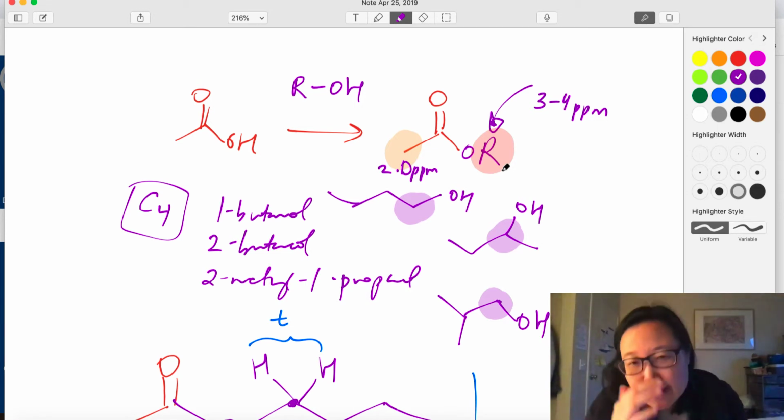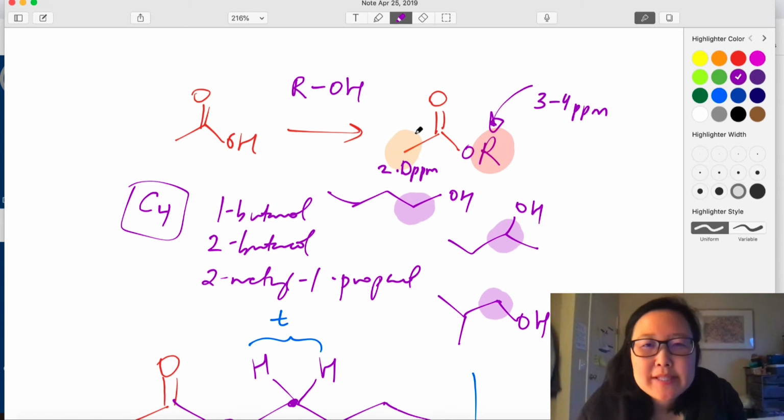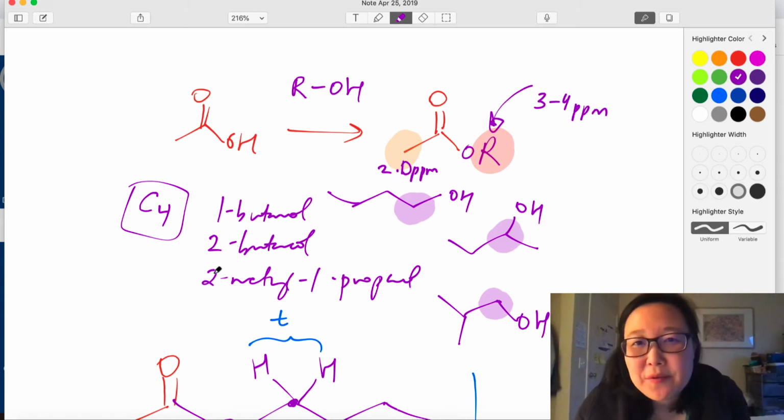So let me give you a big hint, which is that of the C4 and C5 alcohols, I really just simplified it to 3 possible C4 alcohols. You had either 1-butanol, which looks like this, n-butanol, or 2-butanol, which is also called sec-butanol, or 2-methyl-1-propanol, which is isobutanol. Okay, so these are 3 structurally different alcohols, so they're going to affect the structure of your ester.